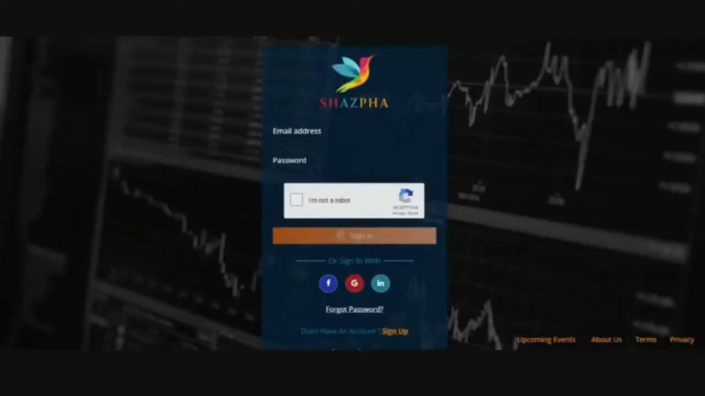A lot of people still don't know that every time you log in, you don't have to put your email address and the password. You can log in from your social media accounts. You can log in from your Google account. You can log in from your Facebook. You can log in from your LinkedIn.